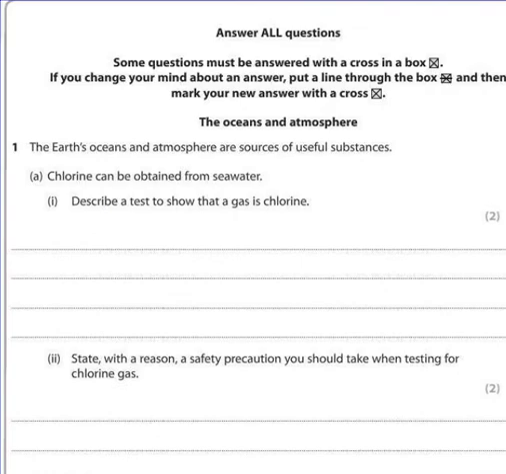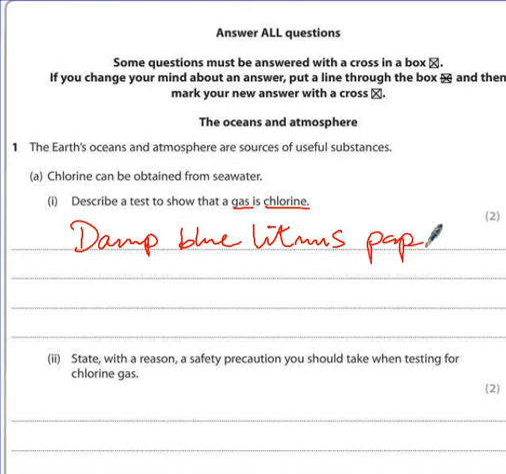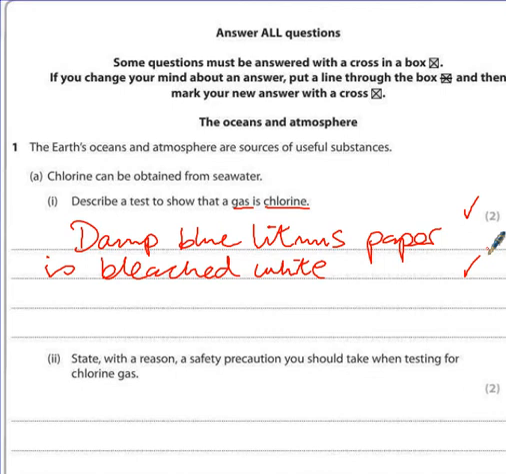Okay, let's move on. Just choose a red pen and describe a test to show that the gas is chlorine. Well, chlorine, if we take damp blue litmus paper, it is bleached white. You might put turning red, so that's 1 mark, and 2 marks for bleaching. The chlorine does turn blue litmus paper red because it shows it's acidic, and then it gets bleached. But the mark scheme just wants you to know litmus paper and that it bleaches white. So there we go, 2 marks.